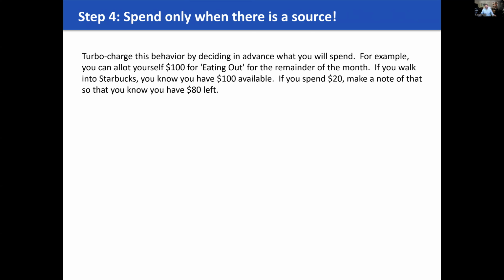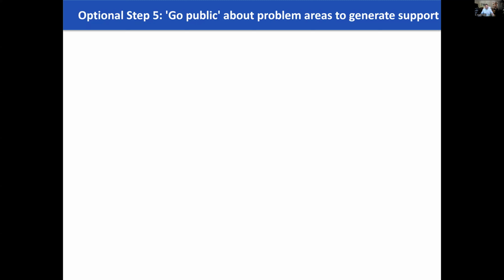So that's a way to turbocharge this behavior. When you decide in advance what you're going to spend, and then you say, I know what I got, I know what I have available to me, and that's what I'm going to spend from. That really creates intention and it creates discipline. It's very powerful. The optional step 5 that I mentioned earlier is to go public about problem areas.